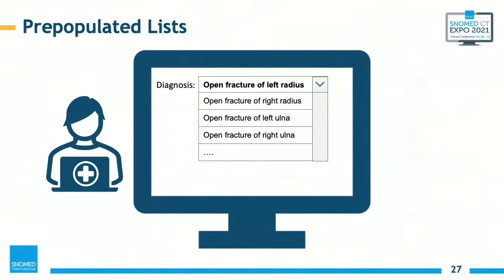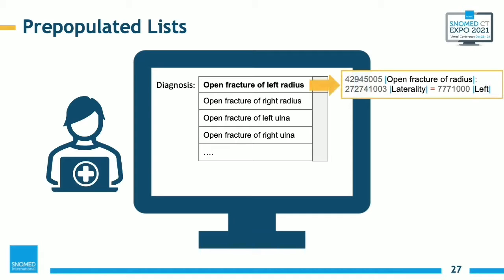When using pre-populated lists, the user is presented with a list of clinical phrases, which we call the interface terms, using a pick list, checkboxes, or another type of data entry control. Essentially, what the user sees is a list of clinical phrases that each represent some clinical meaning. Like in this example, the user interface might include a list of phrases such as open fracture of left radius and open fracture of right radius. Behind the scenes, some of these phrases may be linked to pre-coordinated content, while other phrases may be linked to post-coordinated expressions.